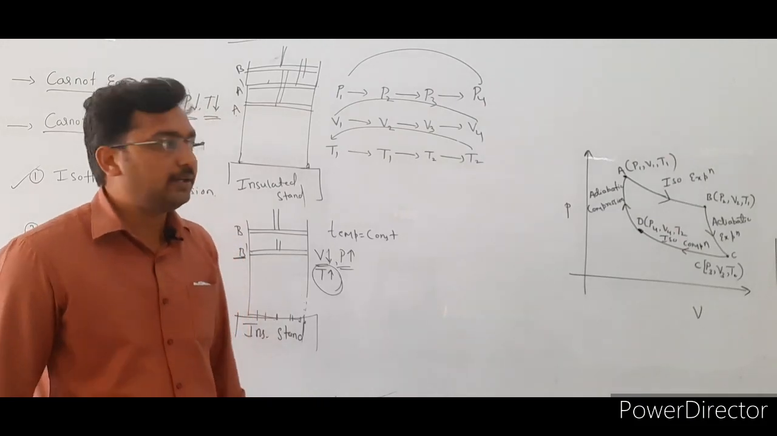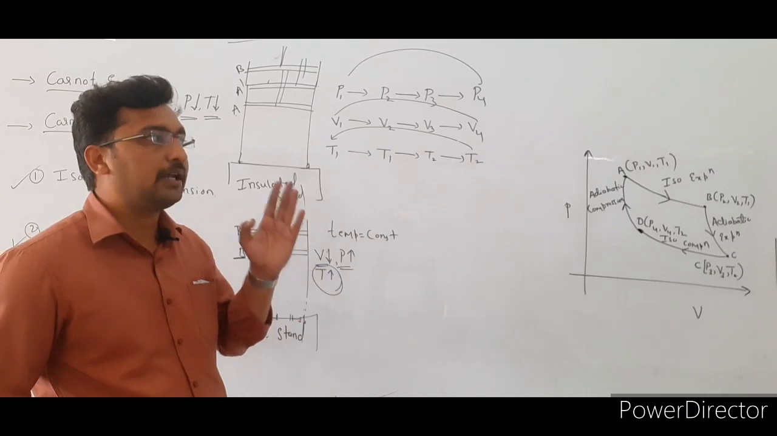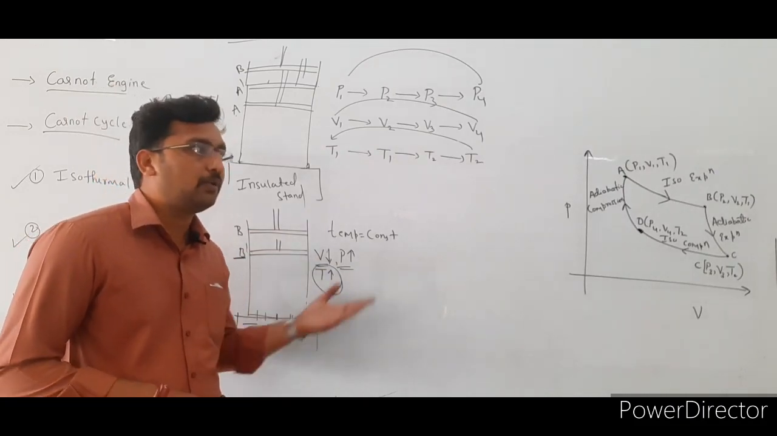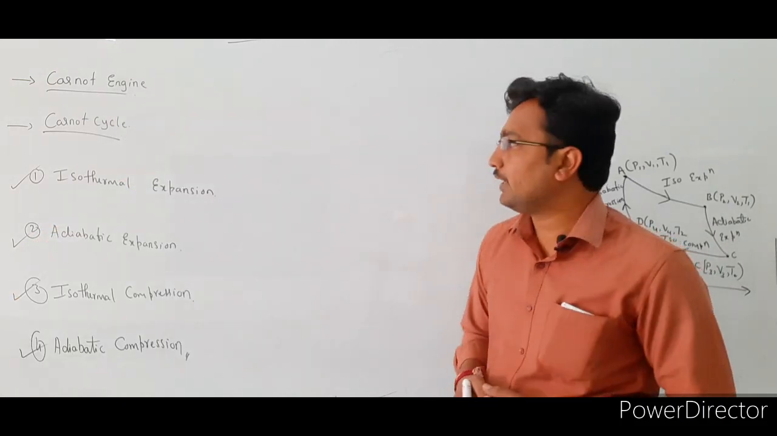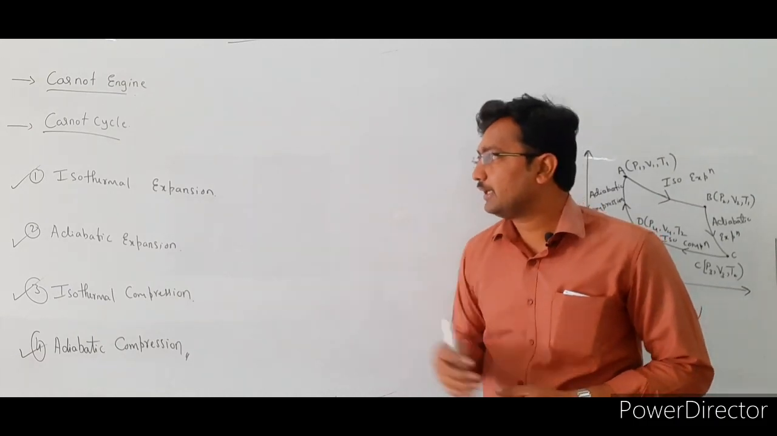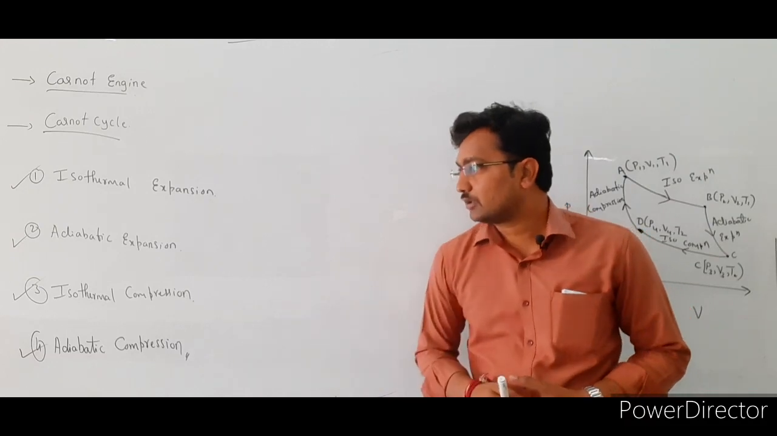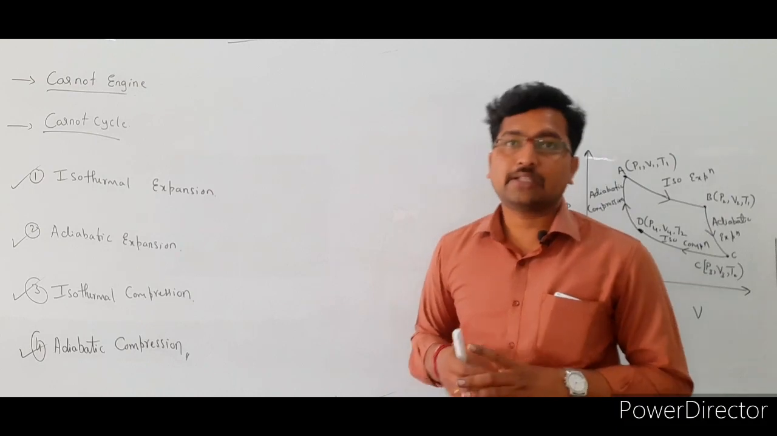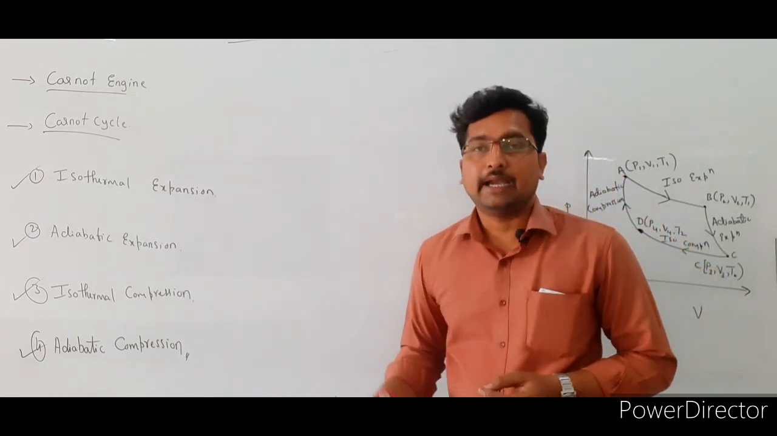So next we are going to find out the work done along isothermal expansion, work done along adiabatic expansion, work done along isothermal compression, and the work done along adiabatic compression. Already we have derived the equation to calculate the work done in an isothermal process and the work done in an adiabatic process.